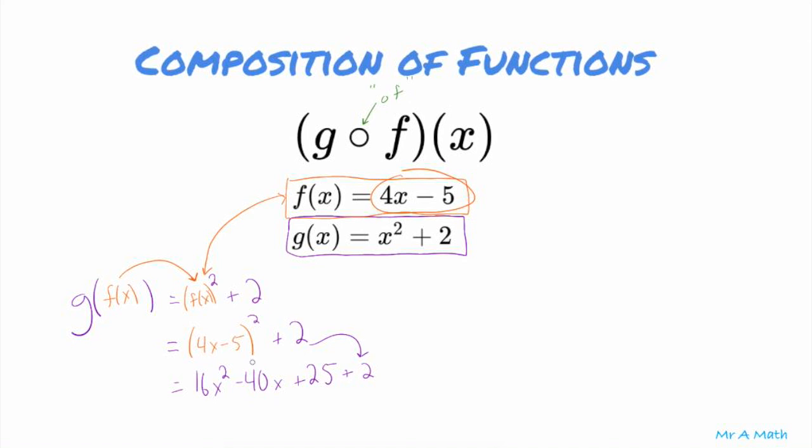Some people forget this. And so now we can go ahead and combine like terms, and there's only one x squared term, so it stays 16x squared minus 40x, that's the only x term, and then I can combine these to get me plus 27. So g of f of x is equal to 16x squared minus 40x plus 27.